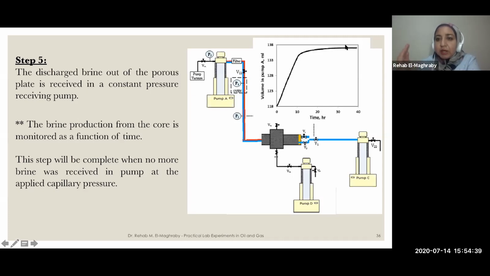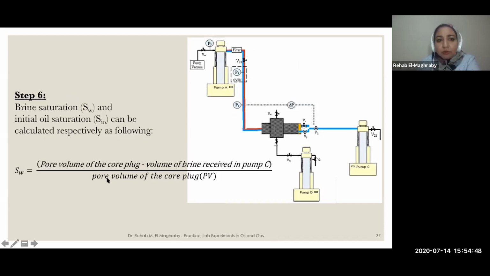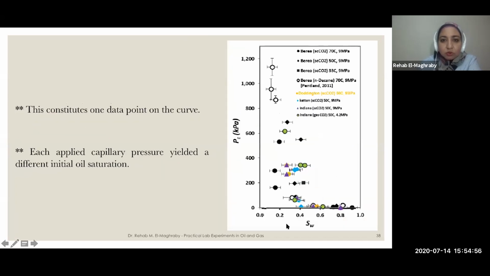So this means that at this certain capillary pressure, you reached equilibrium. Okay, so you have to monitor the amount of prime, or the water saturation, because this is only one point on your curve. So what you have done here is only one point. It is the capillary pressure versus one saturation of water.